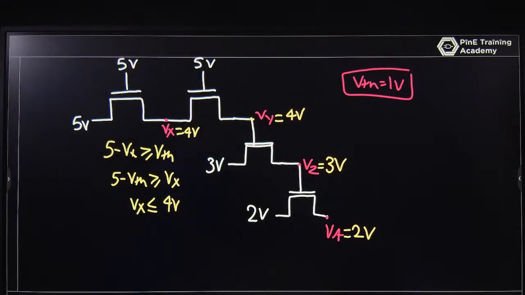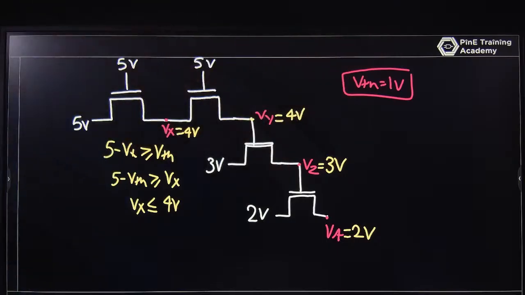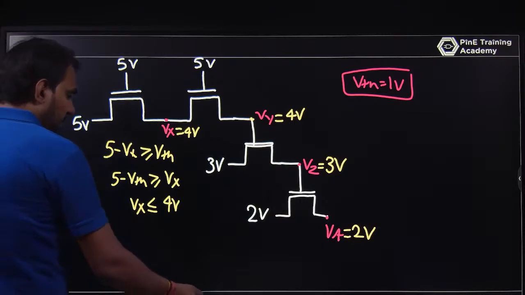Please check it. That answer is 4, 4, 3, 2. Is it correct or not? Vx will be 4 volt, Vy will be 4 volt, Vz will be 3 volt, and Va is 2 volt. Okay, so what is happening?